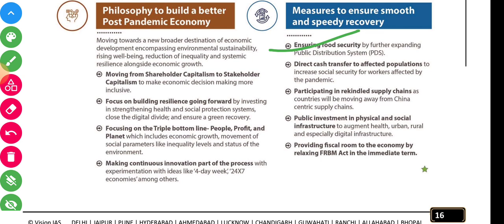Ensuring food security under public distribution system and other tactics, National Food Security Act. Direct cash transfer to affected populations, participating in rekindled supply chains, public investment in physical and social infrastructure, providing fiscal room to the economy by relaxing the Fiscal Responsibility and Budget Management Act in the immediate term.